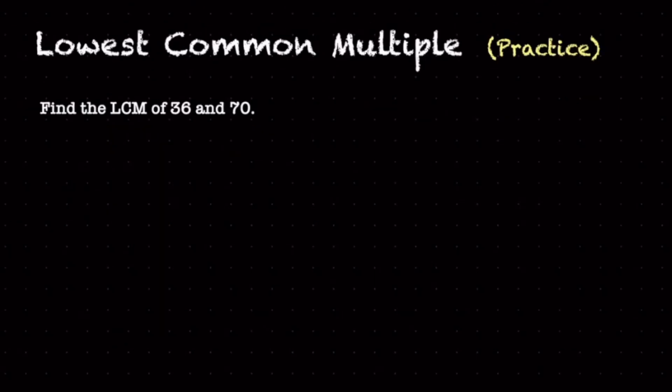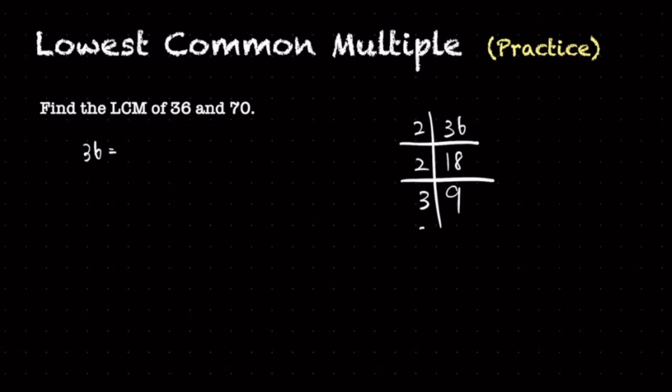Solve with me, lowest common multiple practice question. Here we have LCM of 36 and 70. So first things first, let's present this in index notation using prime factorization. So we have 36. 36 divided by 2 is 18, and divide by 2 is 9, and we have 3, 3.